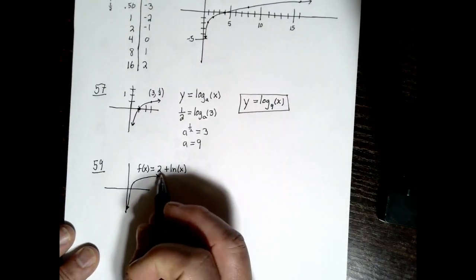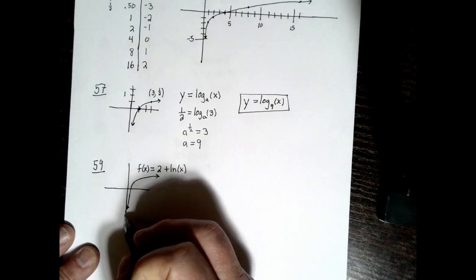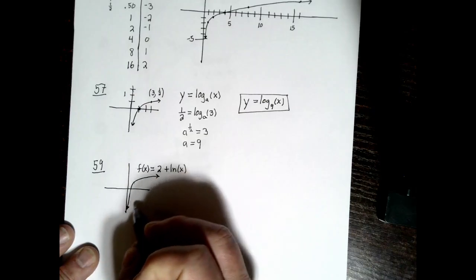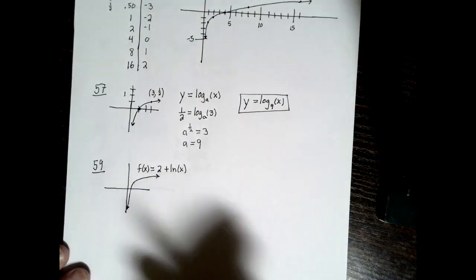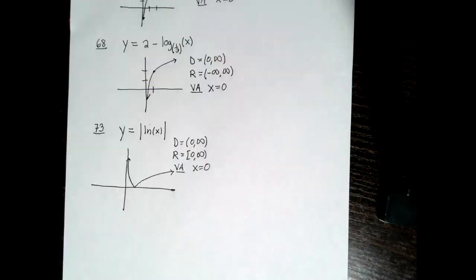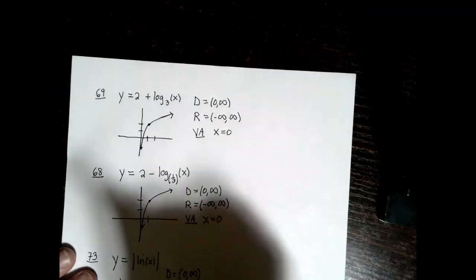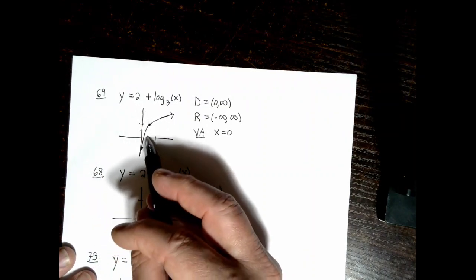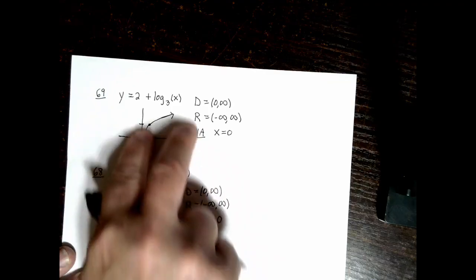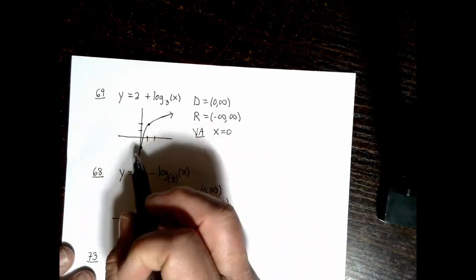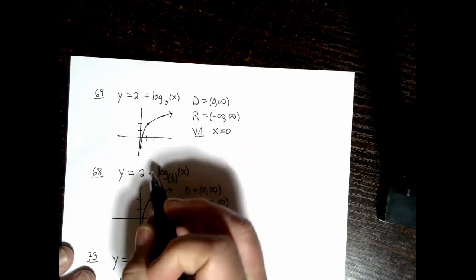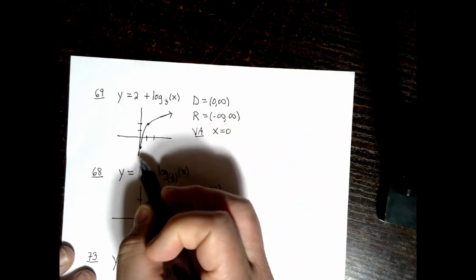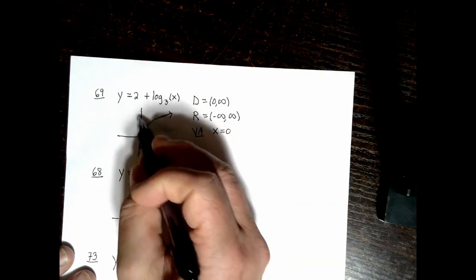59, they ask you to graph 2 plus ln of x. Well, ln of x crosses at 1, 0, goes up to the right like this, and then you just hike it up 2 units. That's all that graph is. This one, log base 3, hiked up 2 units, so it crosses at 1, 0, and you move it up 2 units. So your domain is greater than 0 to infinity. Your range is minus infinity to positive infinity. Your vertical asymptote is still at x equals 0.